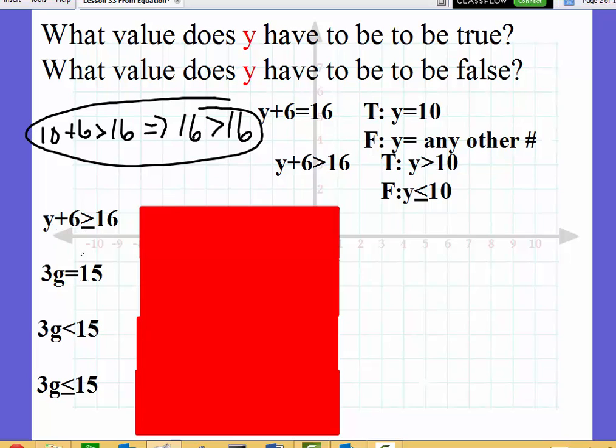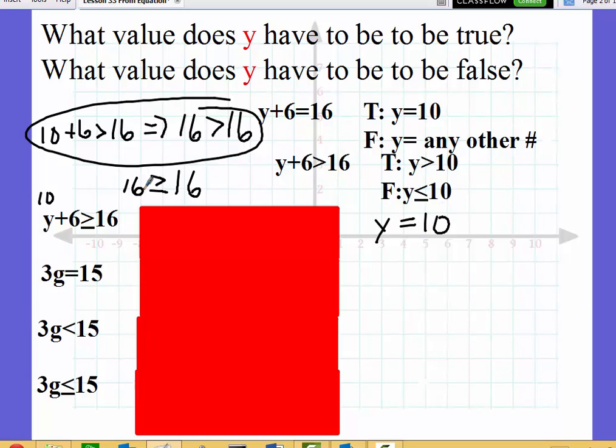Y plus 6 is greater than or equal to 16. Well, I already know this 10 seems to be a special number with this problem. So let's try putting 10 in. 10 plus 6 is greater than or equal to 16. Let's look. Is 16 greater than or equal to 16? Yeah. I know 16 is equal to, so I know y can equal 10.